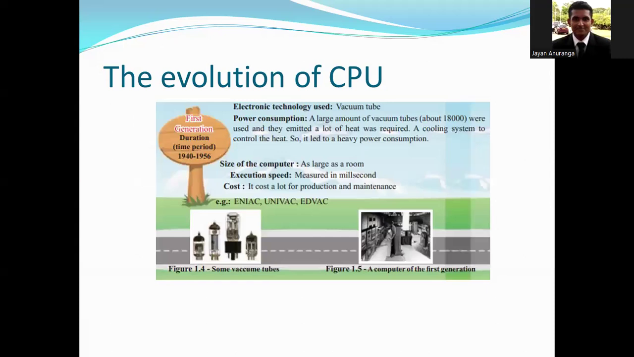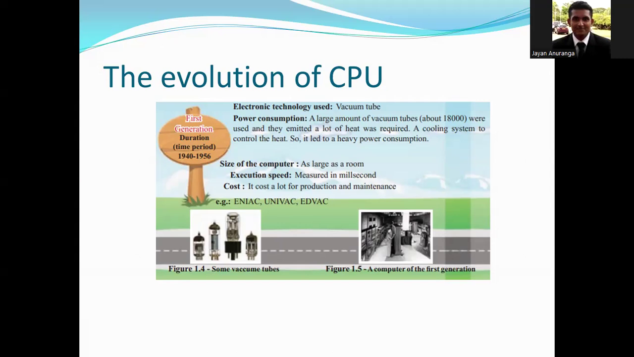The evolution of CPU, the first generation, the time period 1940 to 1956. Electronic technology used: vacuum tubes. Power consumption: a large number of vacuum tubes, about 80,000, were used and they emitted a lot of heat, so a cooling system was required to control the heat. It led to heavy power consumption. The size of the computer was as large as a room. It is very huge.